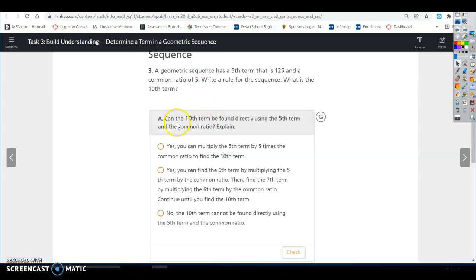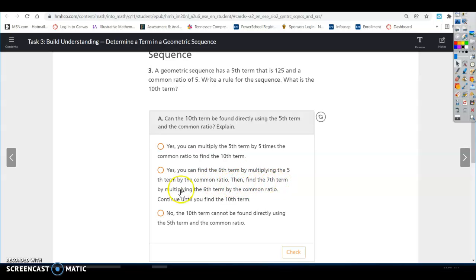All right, so it says, can the 10th term be found directly using the fifth term and the common ratio? Explain. So the answer to that is yes, because if I take 125 and I know that's your fifth term, I can multiply that by 5 to get your sixth term, take the answer, multiply that by 5 to get the seventh term, and so on and so on. So it says yes, you can multiply the fifth term by 5 times the common ratio to find the 10th term.